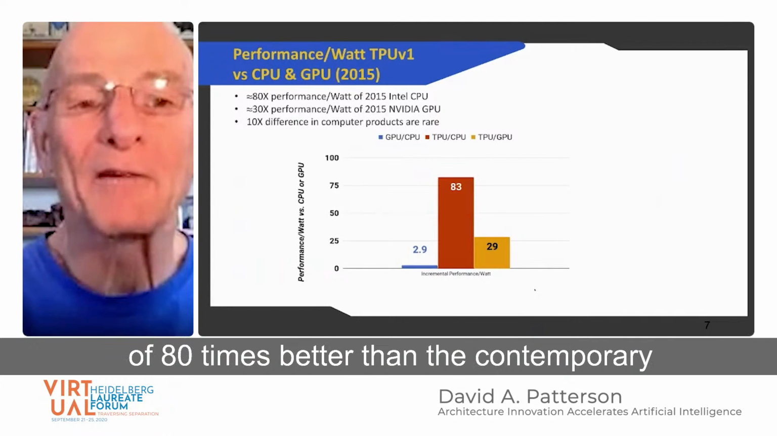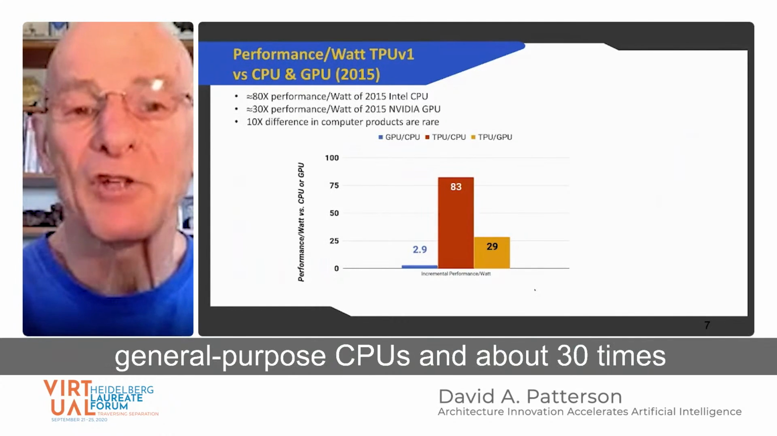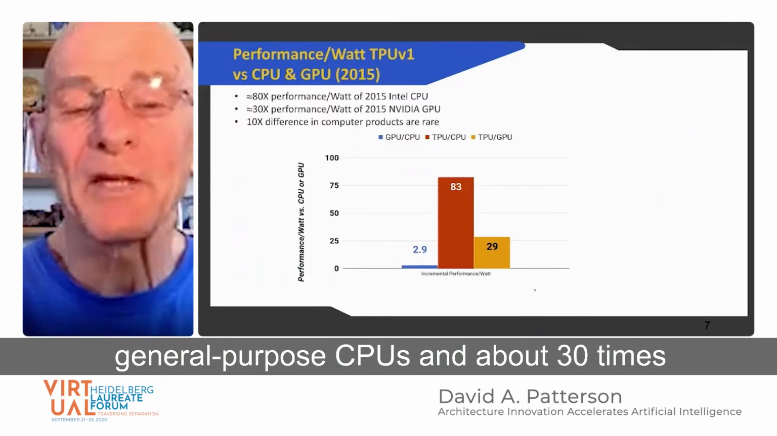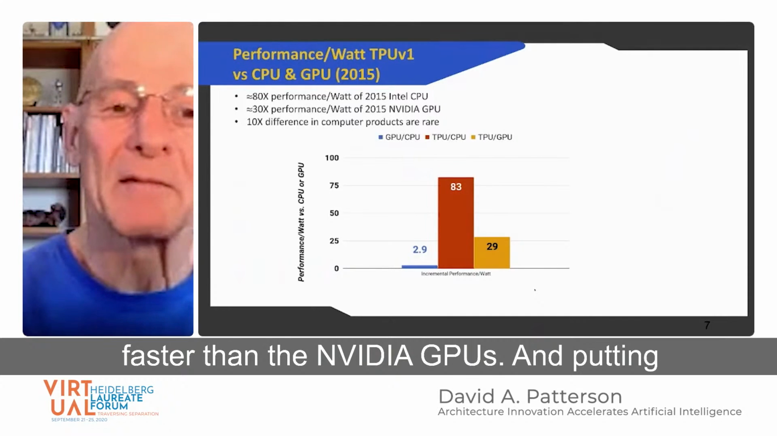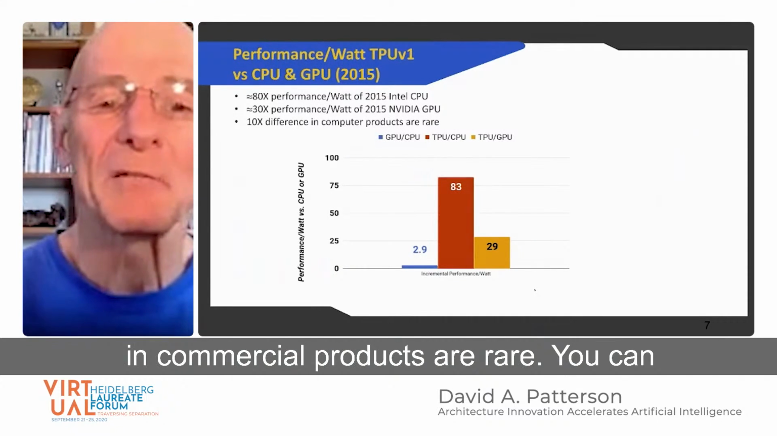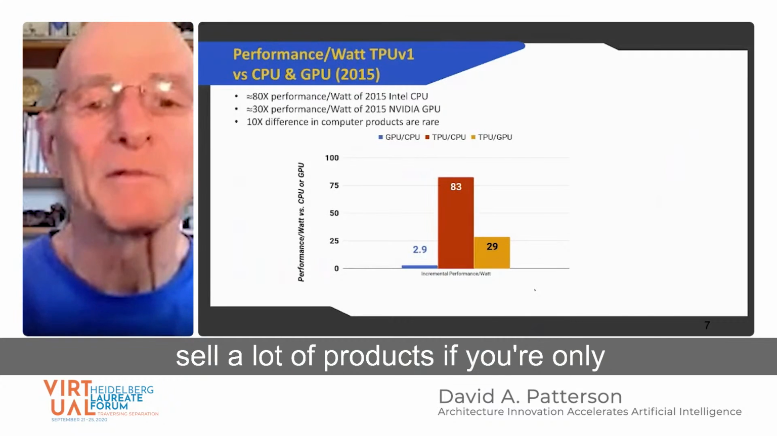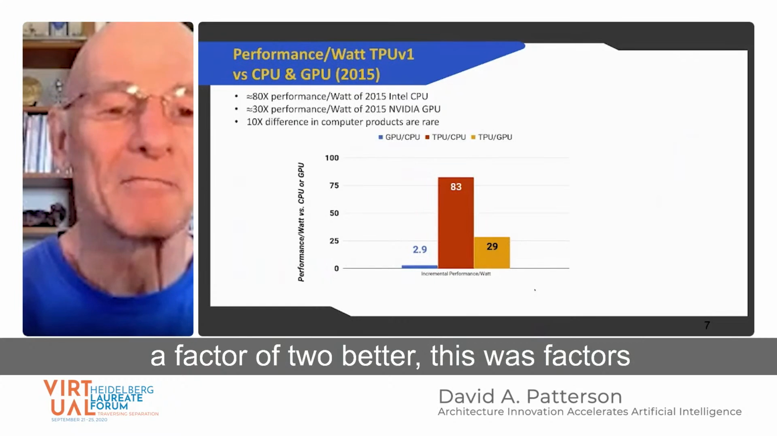It was about a factor of 80 times better than the contemporary general-purpose CPUs and about 30 times faster than the NVIDIA GPUs. Putting this in perspective, these are amazing numbers, because factors of 10 in commercial products are rare. You can sell a lot of products if you're only a factor of 2 better. This was factors of 10 to 80.